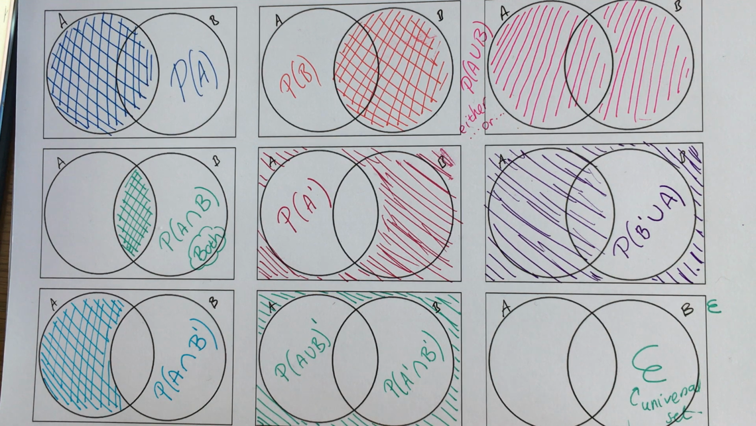So next video will be actually looking at using universal set notation and then moving on to conditional probability with Venn diagrams.